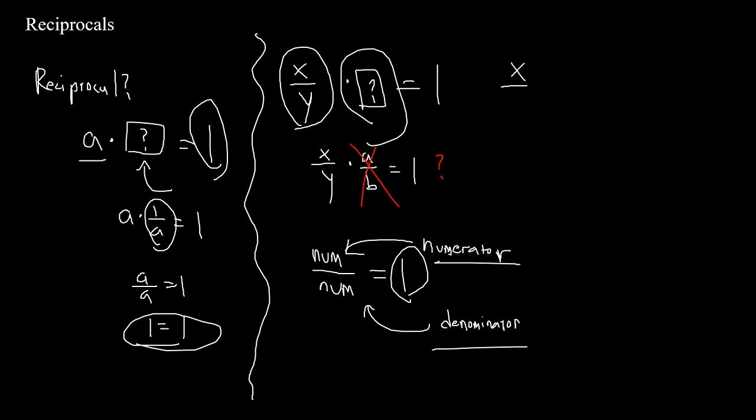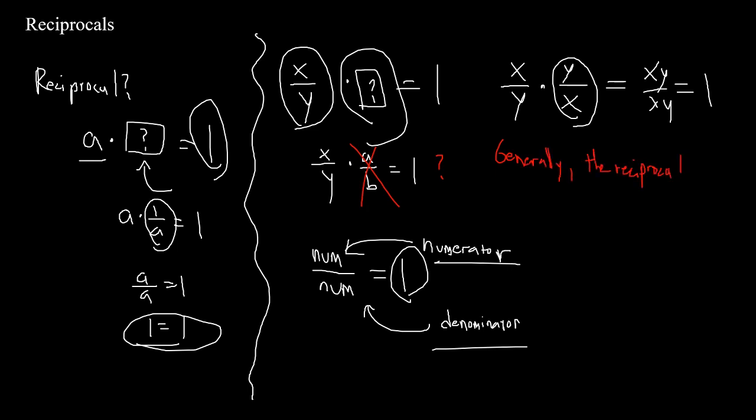Well, if you think about it, what happens if we flip the fraction around and we multiply by y over x? What would this be equal to? This would be equal to xy over xy, and a number divided by itself is just 1. So we just found the reciprocal of x over y. And we can say generally, the reciprocal of any number x over y is y over x. Or in other words, you can just flip the numerator and denominator around.